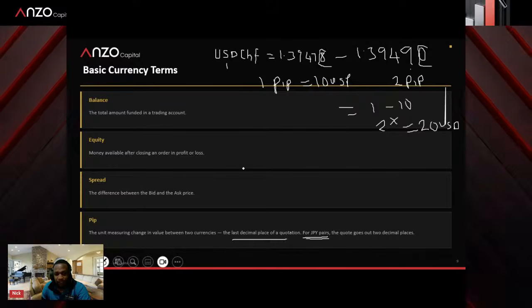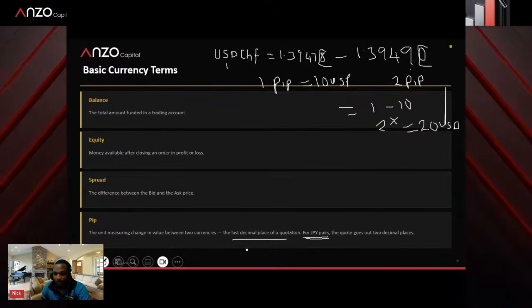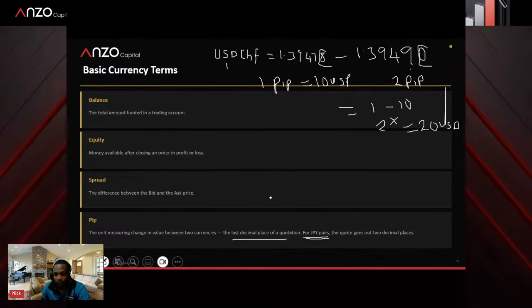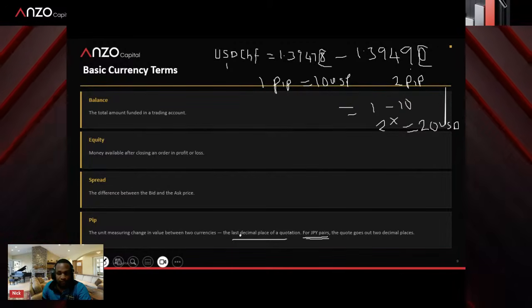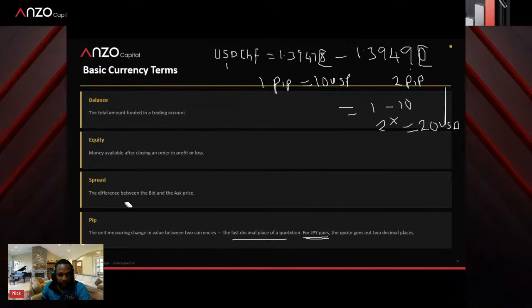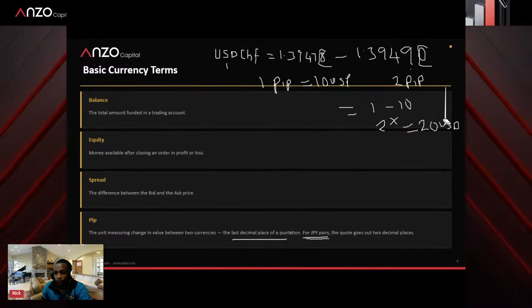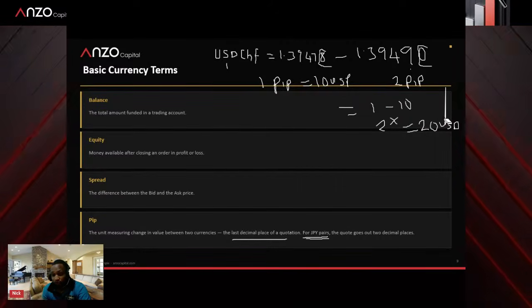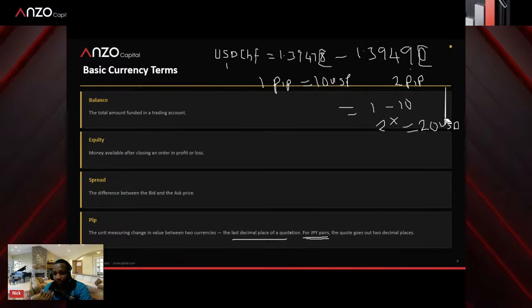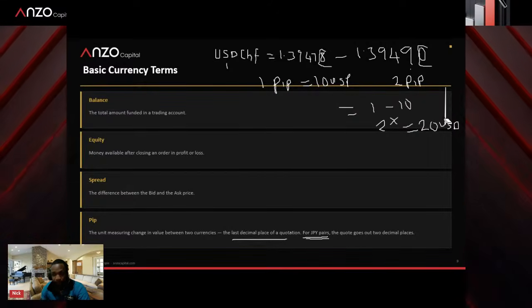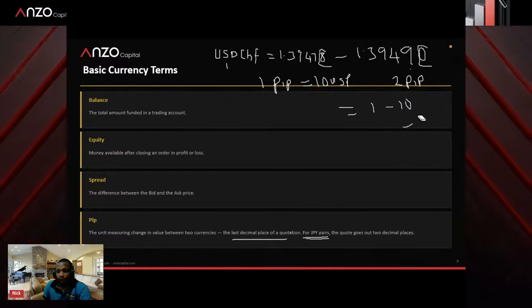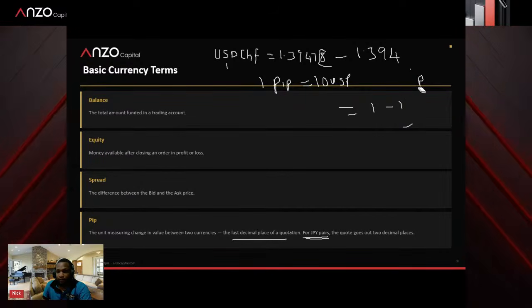So basically, that's how pips move. A pip is just the unit that measures the movement. So when the market moves from one digit to another, we call it a pip movement, and every single pip movement is equivalent to $10. So you can imagine how easy you can make money, and also how easy you can lose money. Because if the market is going against you, you're still doing the same calculation, but on the negative side, on what you're losing. So let me remove all of this and we continue.